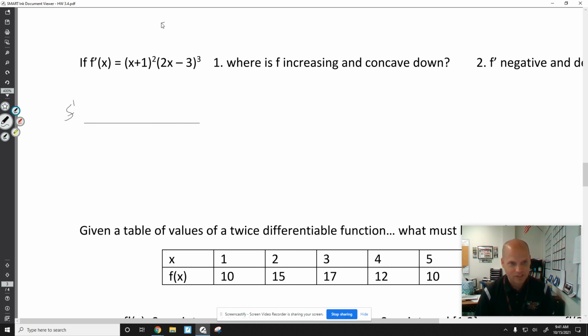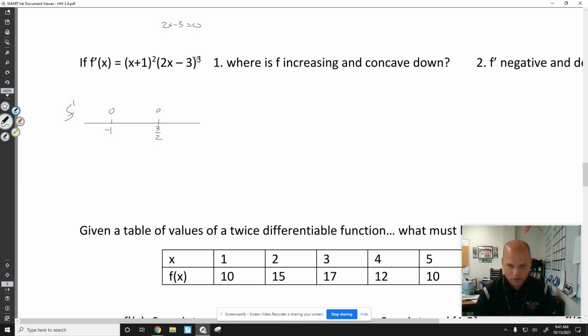F prime's easy to analyze. Like 2x minus 3, I have to set that equal to 0. Add 3 divided by 2 is 3 halves. This is going to be a root at -1, and then I have 3/2. Fantastic. Okay. I think you had this on a previous homework.